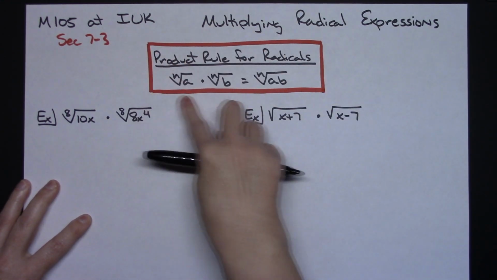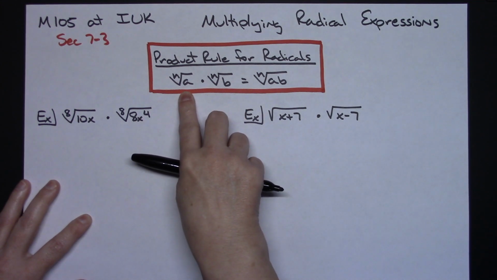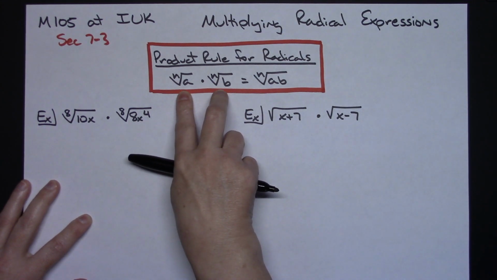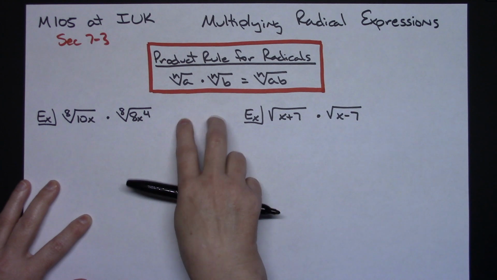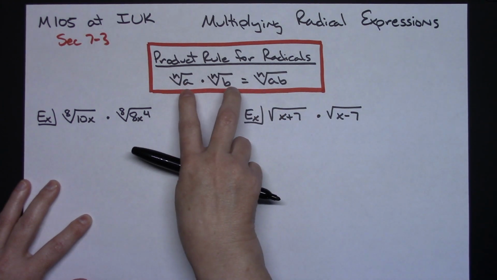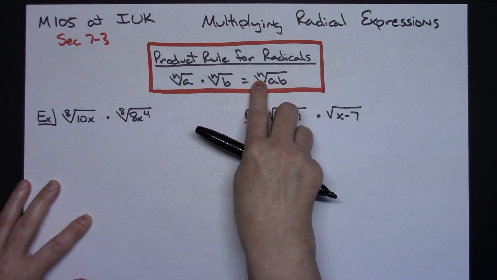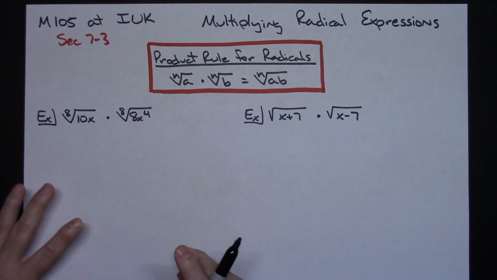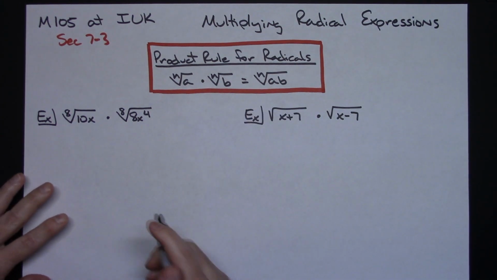Our rule for this basically says that if we're trying to multiply two radicals that have the same root, be it a square root, a cube root, a fourth root, or a fifth root, we can simply multiply what is underneath and keep the root the same. So we'll go through about 6 examples here.